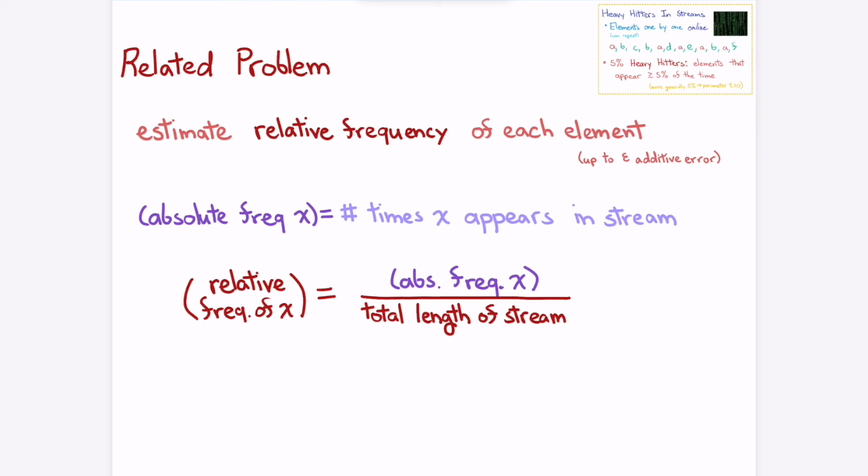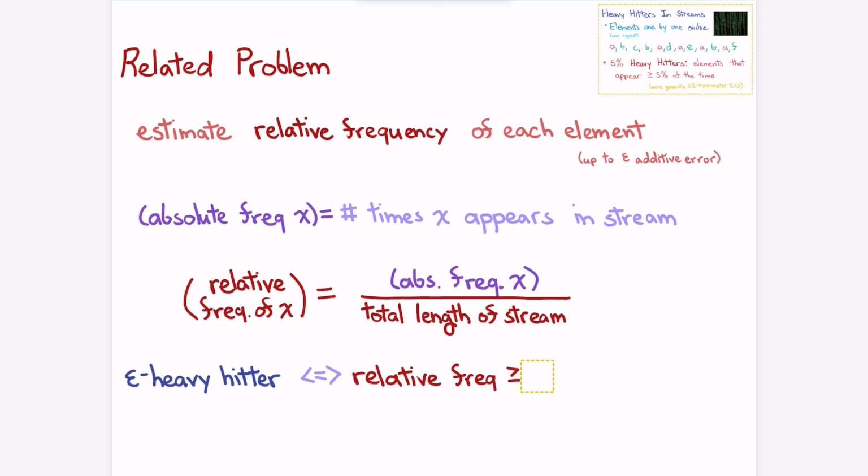So that could be a huge number. It could be 0. That could be as big as m, the length of the stream. And the relative would just be dividing over the length of the stream. So that's the percentage. Okay, so relative frequency of 0.01 would be 1% of the stream is this element. Okay, so clearly if you knew all the frequencies, then you knew all the heavy hitters.